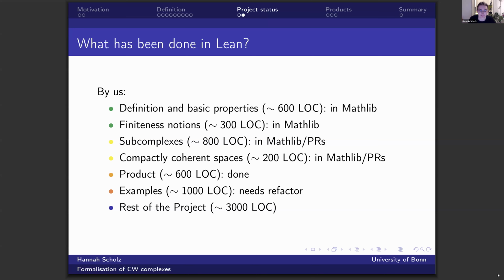That's basically done, but of course can't be PR'd yet. And then I did examples, most notably the spheres. So the two difference construction on SN. And this still needs a major refactor, so it's unfortunately not close.